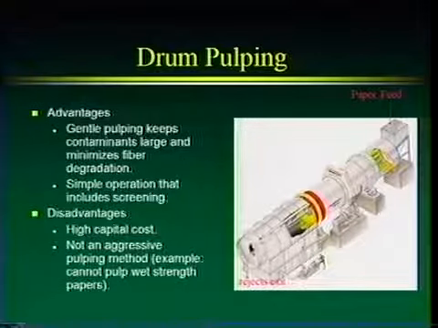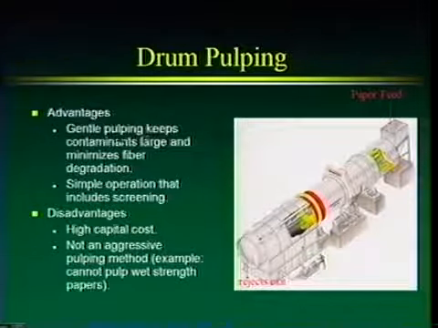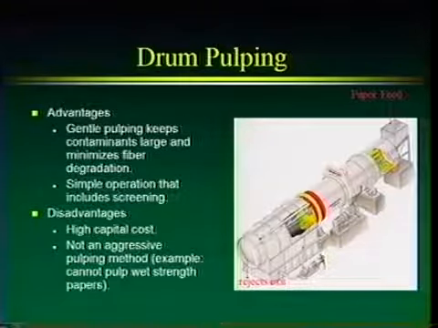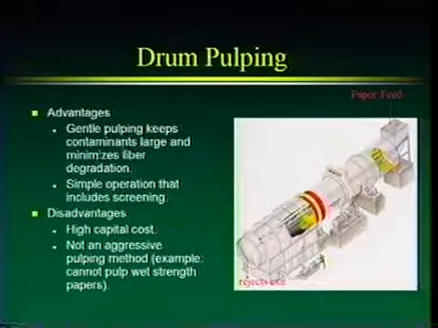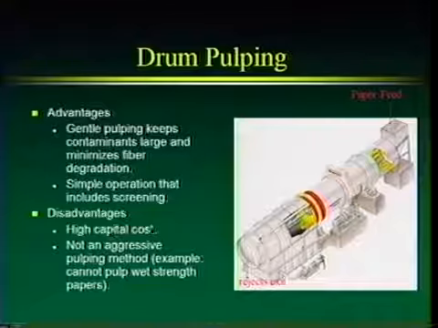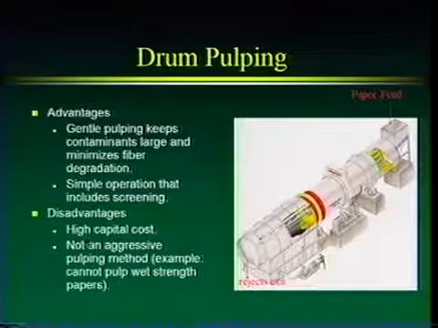The good material comes out the bottom, out through the screen, and then the rejects exit out this back and are thrown away. We can talk about some of the advantages. Very gentle pulping, keeps the contaminants large and minimizes fiber degradation. It's a simple operation that includes screening, so we get a lot of good screening out of this. Some disadvantages: it's high capital cost, it's got a very large footprint, and it's not an aggressive pulping method.